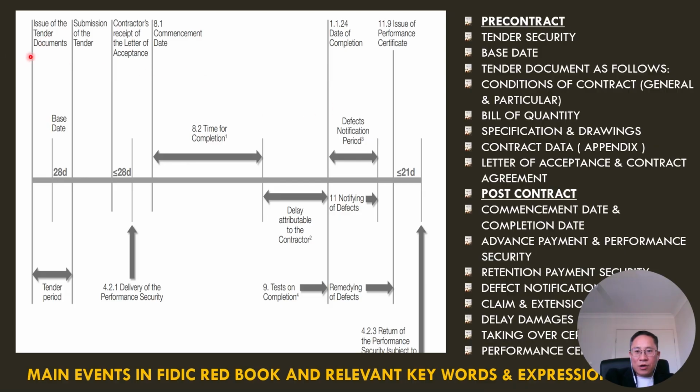So here I will explain what the tender documents are. A tender document usually consists of conditions of contract, or we say general conditions of contract. This is the document provided by FIDIC, the standard, and there is not anything changed from that standard form. And the second component is particular conditions of contract.